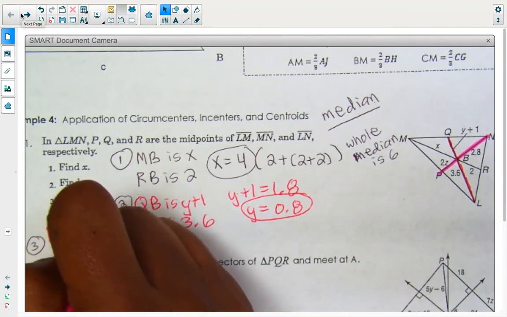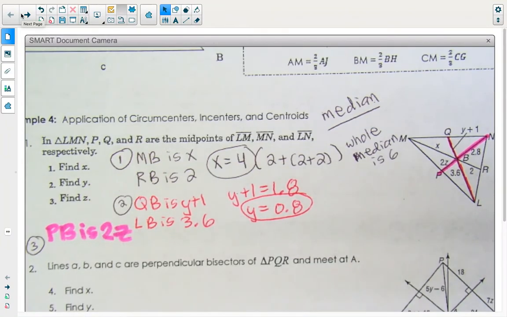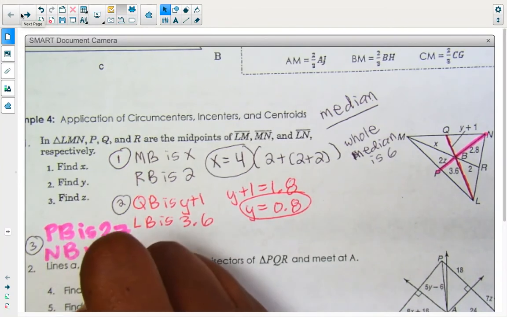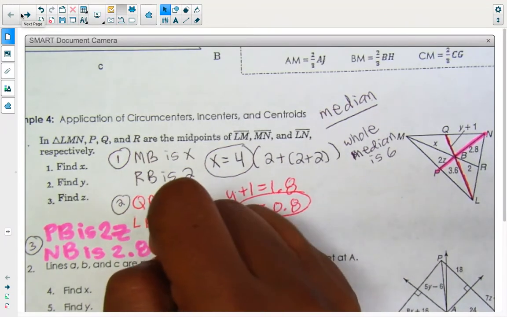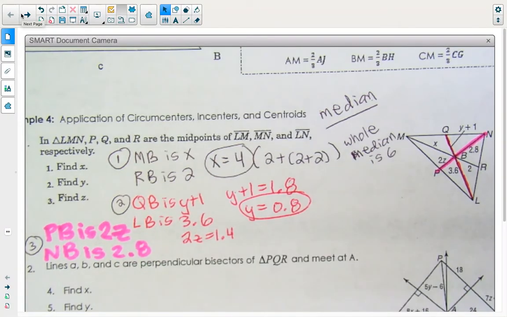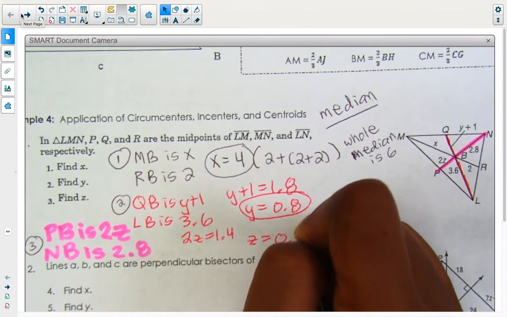PB is 2Z. And I know that NB is 2.8. So I'm going to do the same thing I did for number 2. I know that 2.8 is 2/3 of my median. It's the longer side. So I'm going to divide it by 2 so that I can get the 1/3 section. So now I have 2Z equals 1.4. I'm going to divide both sides by 2, and we get Z is 0.7.